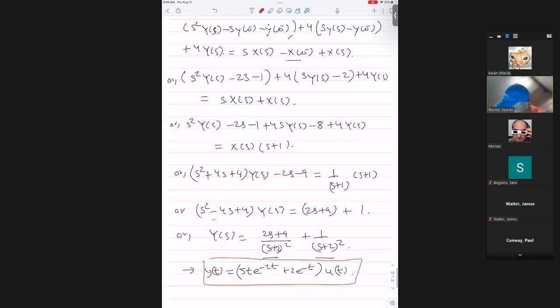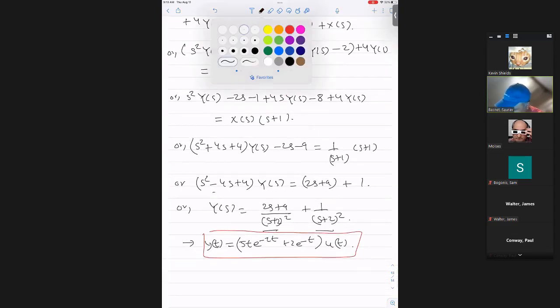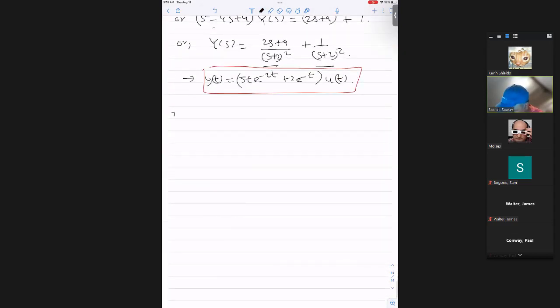Okay, that's it for one of the systems. So next one, the last one, is number 7. That is what we are going to do.